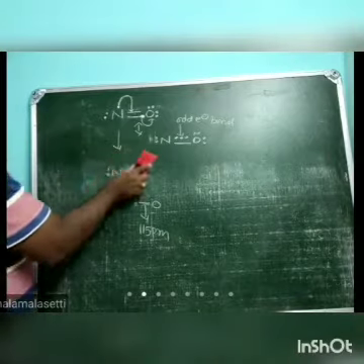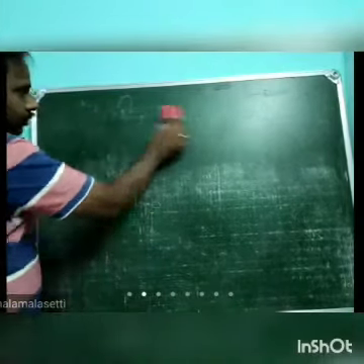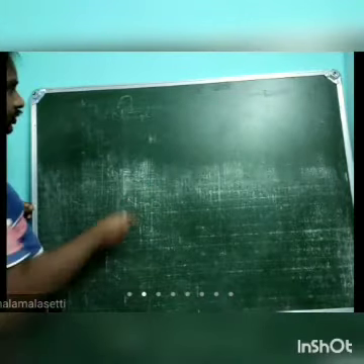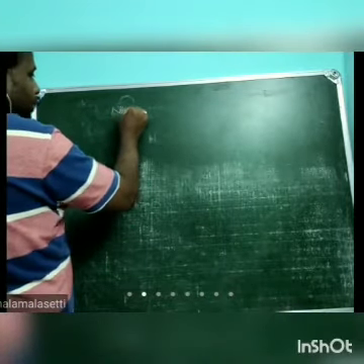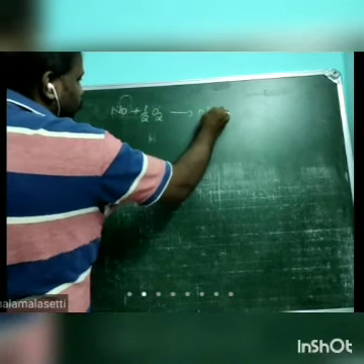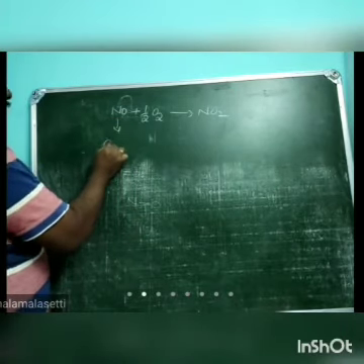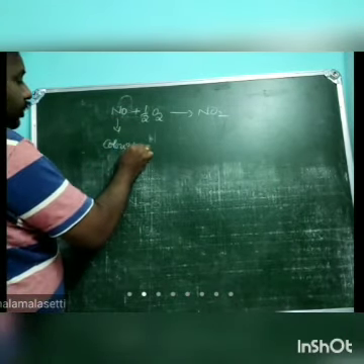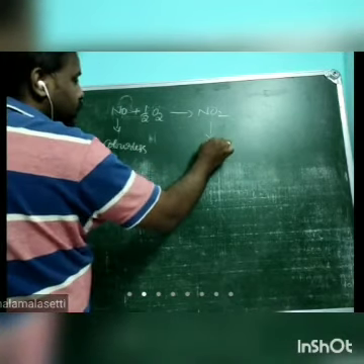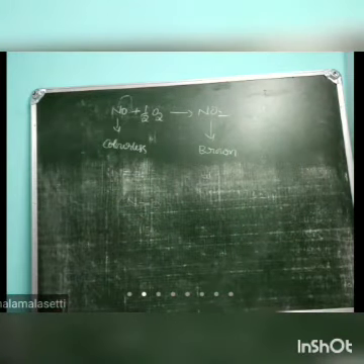Next, this nitric oxide is subjected to oxidation, it is converted to NO2 gas. NO is colorless and NO2 is brown. So during the oxidation reaction, the color changes from colorless to brown.